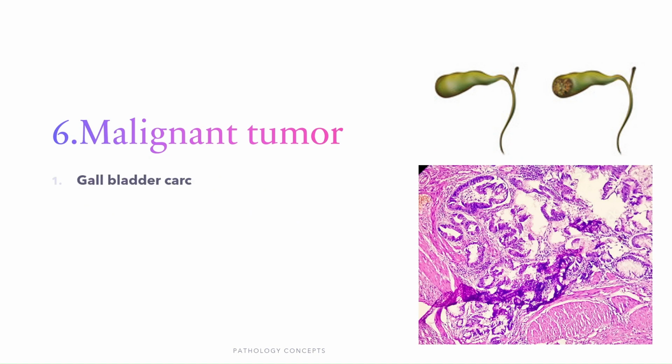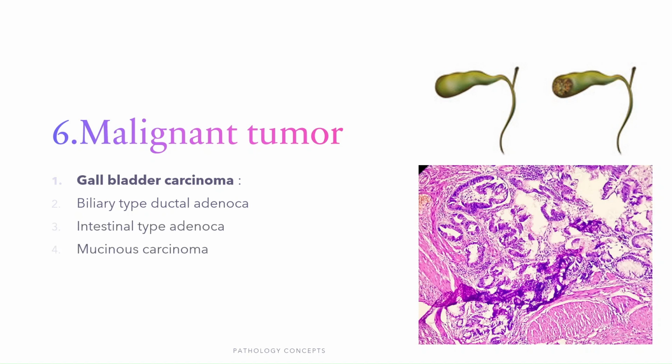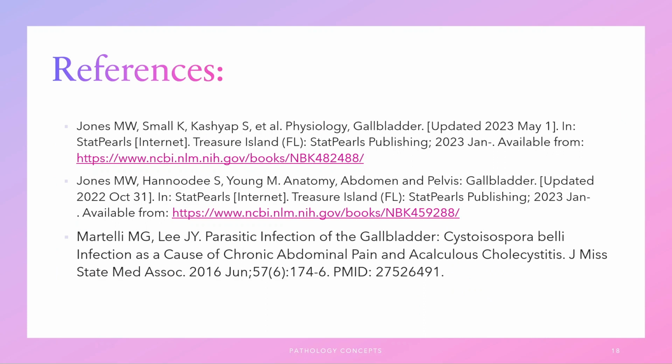Last is malignant tumor. It is gallbladder carcinoma. The variants of gallbladder carcinoma can vary, and they are biliary type ductal adenocarcinoma, intestinal type adenocarcinoma, mucinous carcinoma, clear cell carcinoma, signet ring cell carcinoma. So this is in short about the gallbladder.